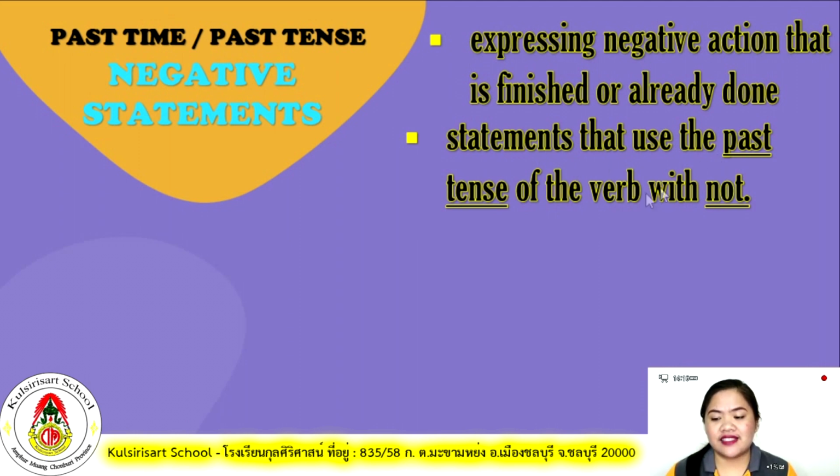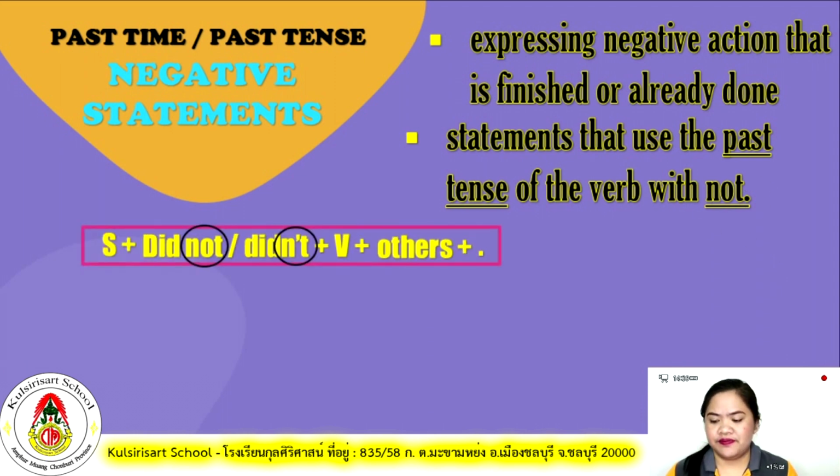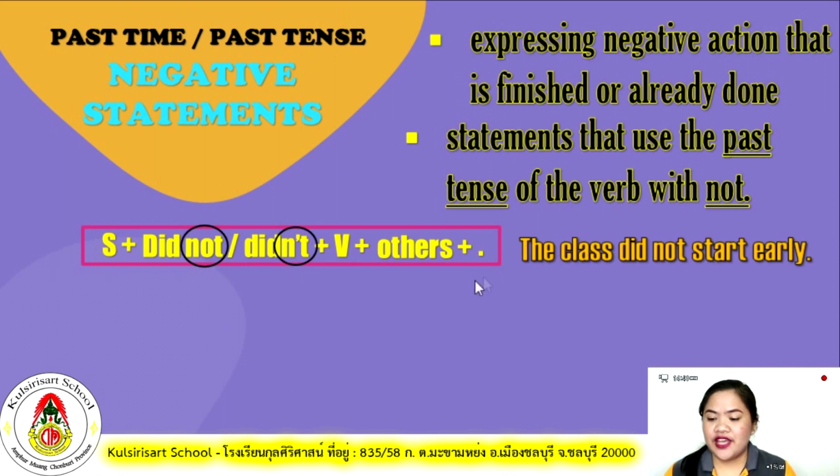Statements that use the past tense of the verb. But take note, this time, negative statements is using not. Again, what is in negative sentence that is not present in affirmative sentence? Very good. The word not. Okay, now we'll have here example. The class did not start early. Again, the class did not start early.